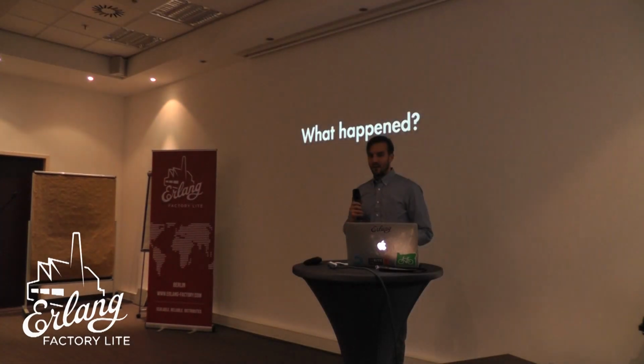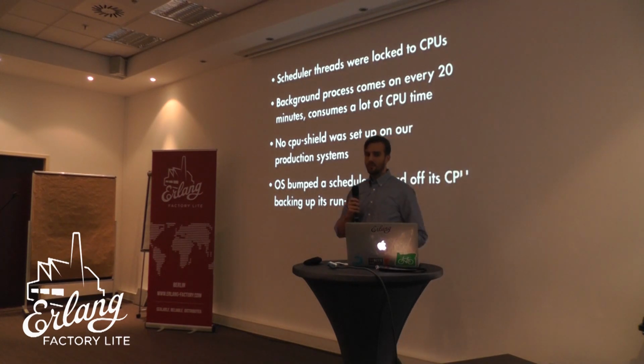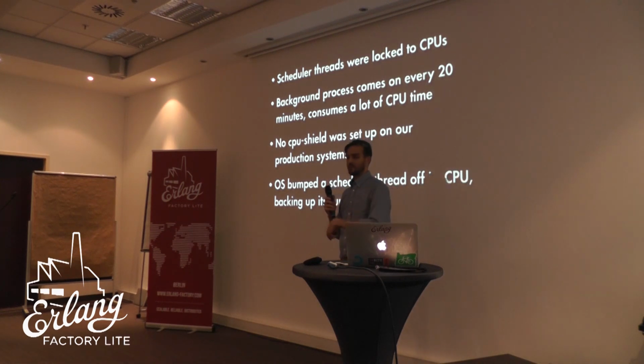So what happened? It turns out that the scheduler threads were locked to CPUs. So you can set that in the VM, and we had a box with 16 CPUs, but we had a background process that comes on every 20 minutes, which is the exact period of that spike, and it consumed a lot of CPU time. It was gzipping logs, basically, that we shipped to data science. And we had no CPU shield set up on the box. So the VM was allocated 16 processors, and the Linux kernel would say, hey, I have this high priority CPU task, boop, get off. So one of the scheduler threads would be knocked off of its CPU, and all of the tasks that had been allocated to that CPU would now back up.